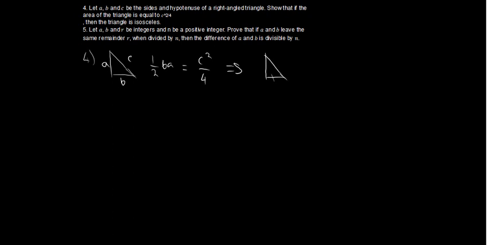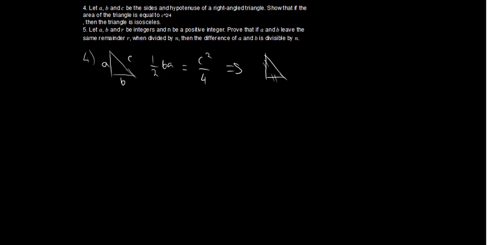Now, if the triangle is isosceles, then these two sides are equal, right? We have C there, A there, and B there. And if these two sides are equal, therefore A and B should be equal. So this is what we want to prove, right? So how are we going to do this?